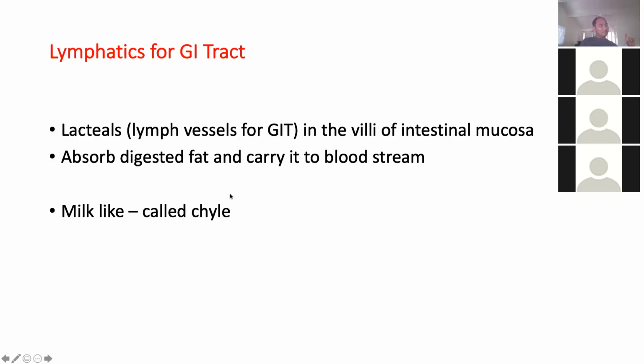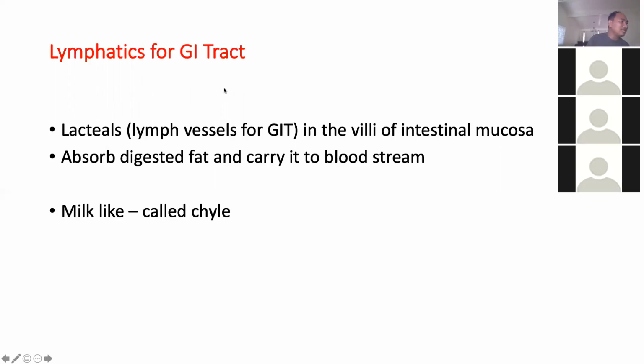So lymphatic vessels, lymphatics for the gastrointestinal tract. Of course, every structure in our body except the brain, CNS, central nervous system, and the teeth, bone marrow, do not have lymphatics. So the rest of the tissue in our body, we have lymphatics. So what about the lymphatics from the gastrointestinal tract?